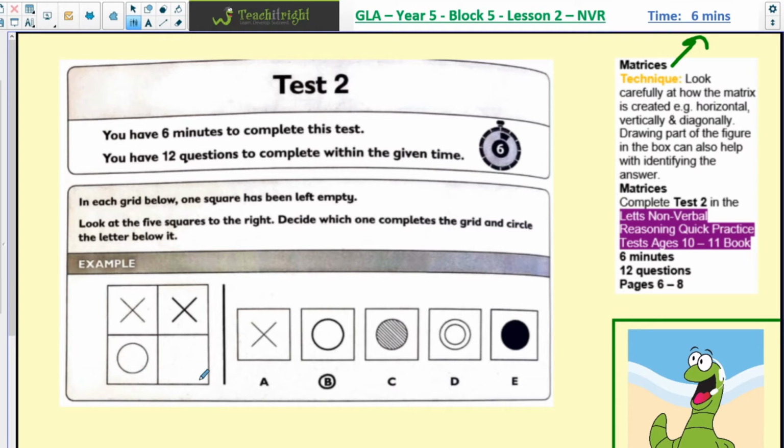For matrices, what are matrices? Well, they're the classic grid style question. With the grid style question, as well as just considering one of your properties at a time, I also recommend just taking one direction. So decide, right, I'm going to compare left to right. What happens in this case?